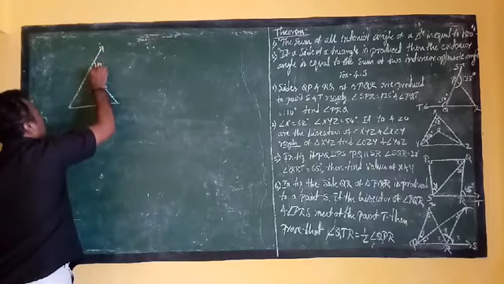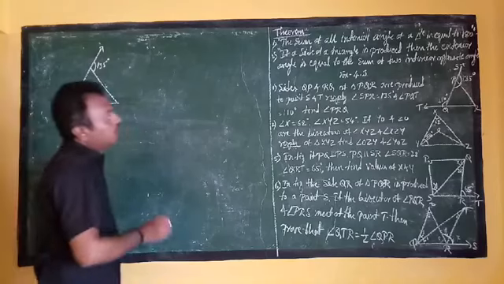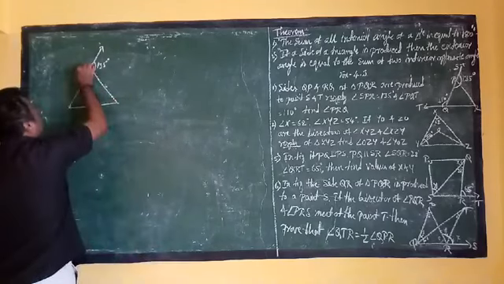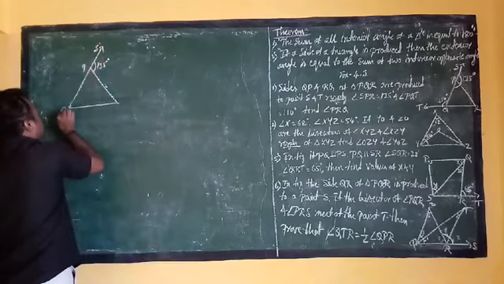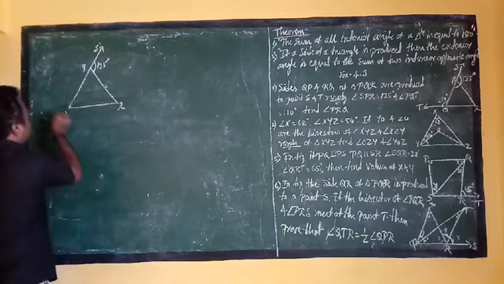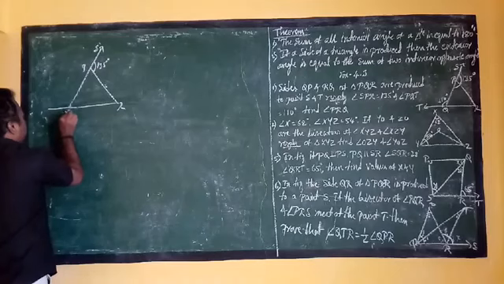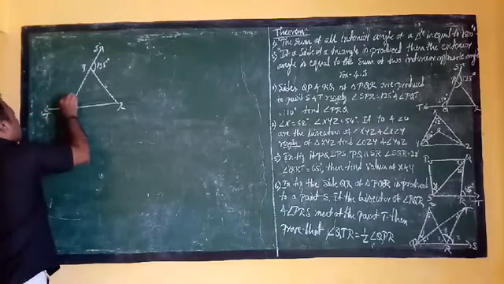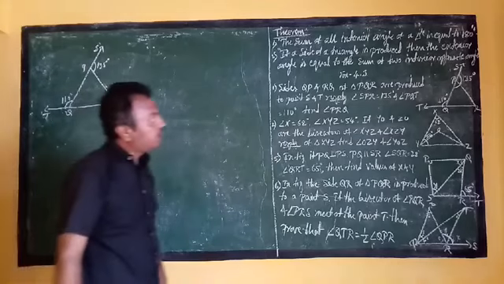This is 135 degrees. So that is S and this is P. This is S, this is Q and this is R. Here also it is extended. So this is Q, this is P. So this will become 110 degrees. And that is 135 degrees.